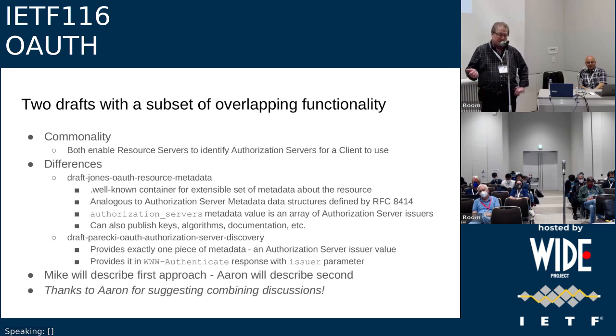Whereas Aaron's draft, which was also talked about in London, or the idea for it was talked about in London, can provide an authorization server issuer in a WWW-Authenticate response, in response to a request to the resource that, for instance, doesn't have an access token. WWW-Authenticate is used in a number of ways in our specs to give the client information at runtime on, if you do this, it'll probably work better. So I'll talk about the first, Aaron will talk about the second, and then we'll have a free-for-all.